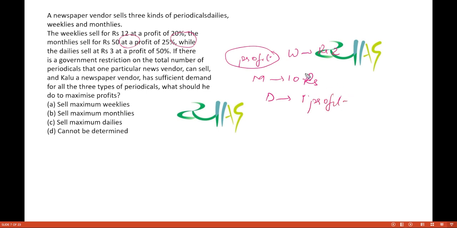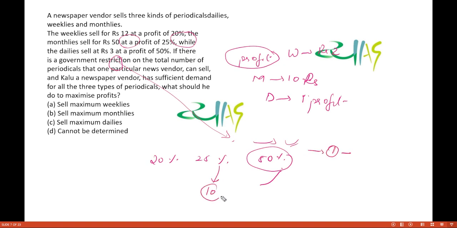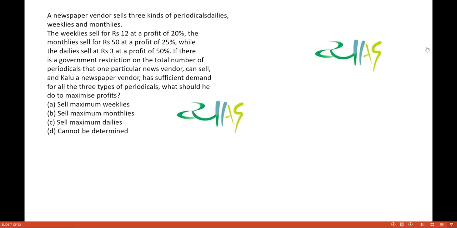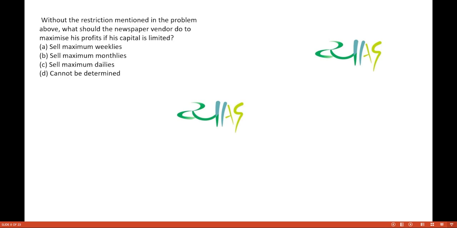So see, we are getting these three kinds of profit percentages, 20%, 25%, and 50%. That does not mean that because this one has 50% profit, we will sell maximum of this and have maximum profit. When you are selling dailies, we are getting only 1 rupee profit per day. But when you are selling monthlies, then you are getting 10 rupees profit. So actually this is the fundamental here, that it also depends on what you are selling.